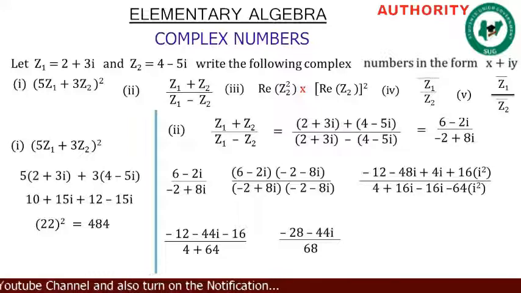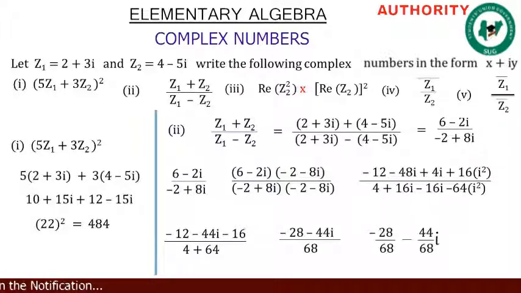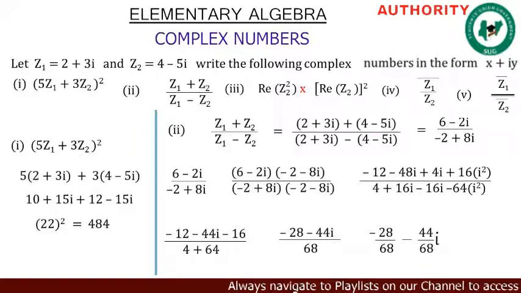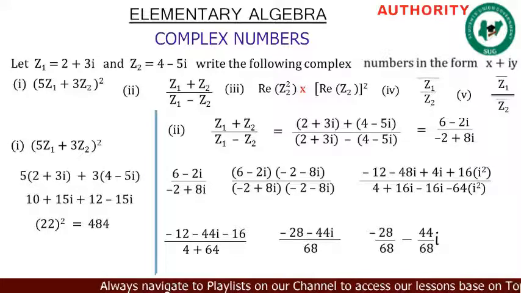Okay, so to write it in x plus iy form, we're going to split it into 2. So we are going to have minus 28 all over 68 minus 44 all over 68i. We're going to write it like this: minus 28 all over 68 minus 44 all over 68i. All right, now let's go.